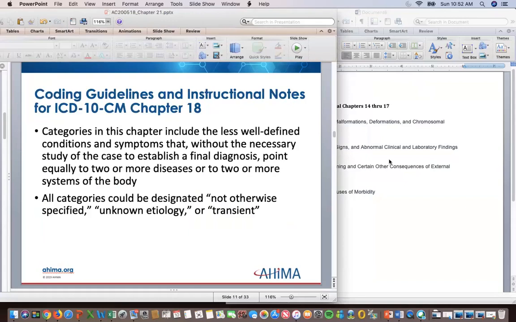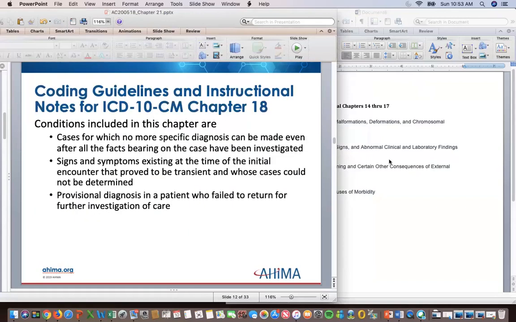If you have your coding manual open, you can follow along with some of the exercises that are an example within that section. All categories should be designated not otherwise specified, unknown etiology, or transient. These are cases for which no more specific diagnosis can be made, even after all the facts bearing on the case have been investigated. Signs and symptoms existing at the time of the initial encounter that proved to be transient and whose causes could not be determined. Also, a provisional diagnosis in a patient who failed to return for further investigation.